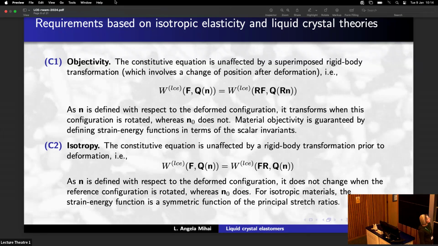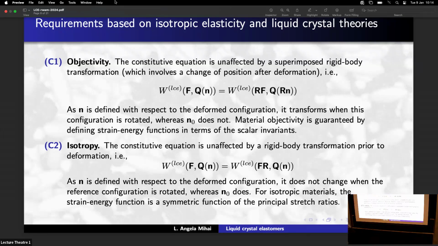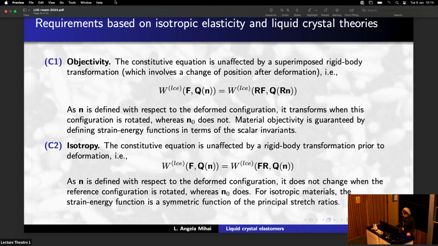So these are just to take into account the ordering of the liquid crystal mesogens. So now we also have some requirements for the strain energy densities, and again these are inherited from the rubber theory. One of the first is objectivity, meaning that this constitutive model is unaffected by superimposed rigid body transformation, and because N is defined with respect to the deformed configuration, it transforms when this configuration is rotated. So the rotation also applies to N.